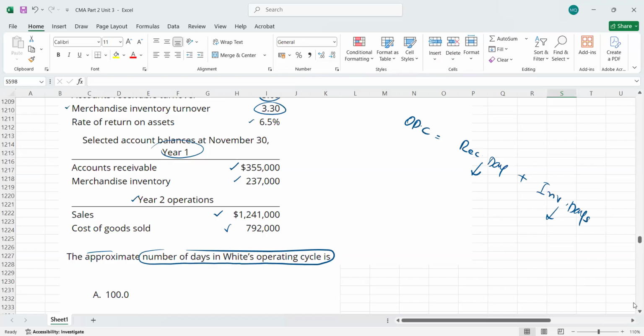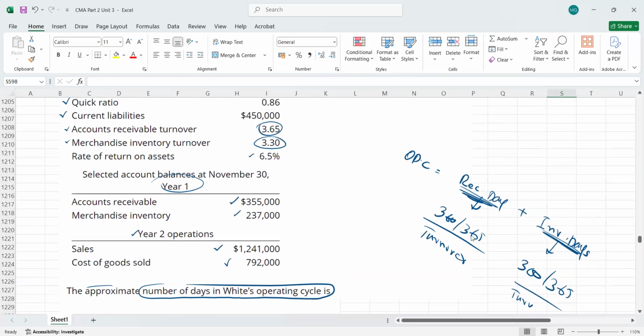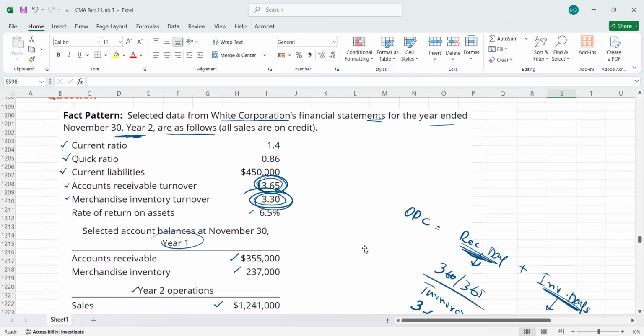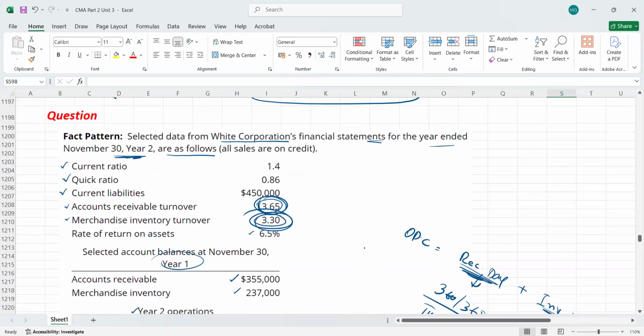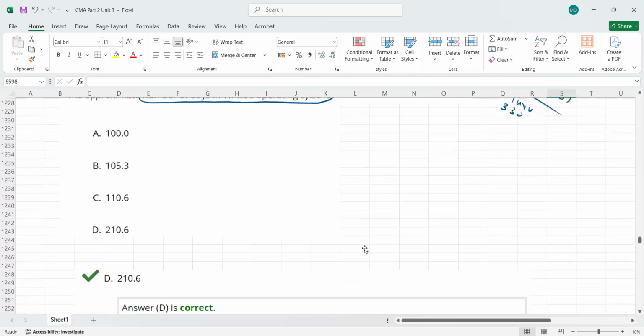So if you take 360 or 365 divided by receivable turnover, you will get receivable days. For inventory days, if you take 360 or 365 divided by inventory turnover, which is given here, that's why I was highlighting. This is the turnover for receivables, which is 3.65 times, and this is the turnover for inventory, which is 3.30. But we need to check how many days in a year. I'm not sure if it's given or not. It's not given exactly, so we have to check how many days the question is using.